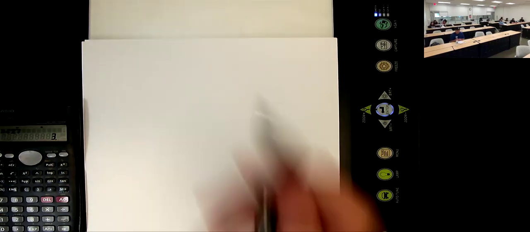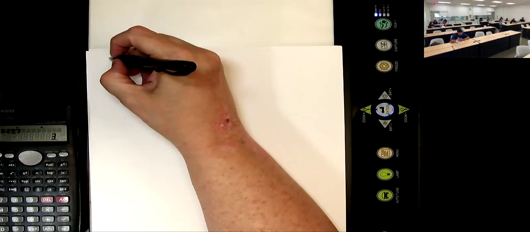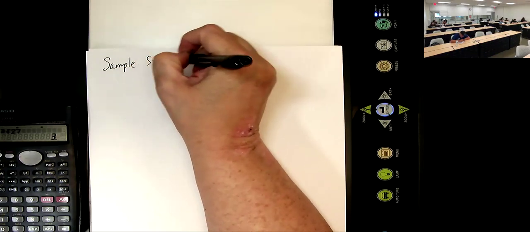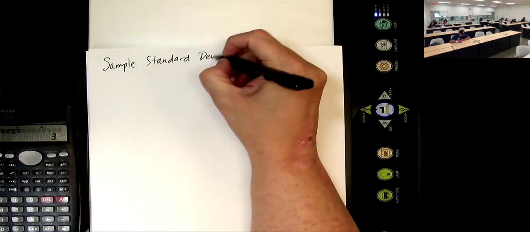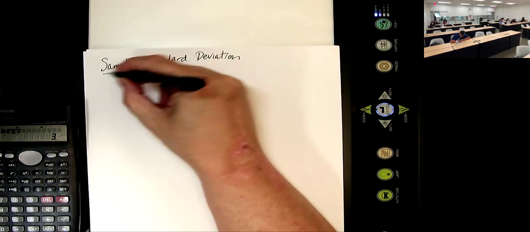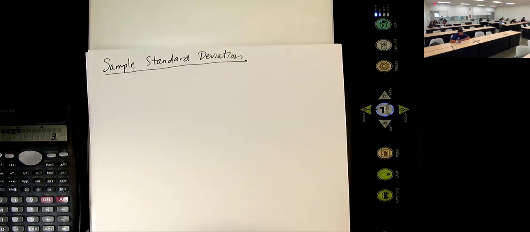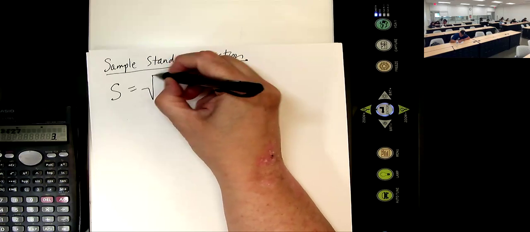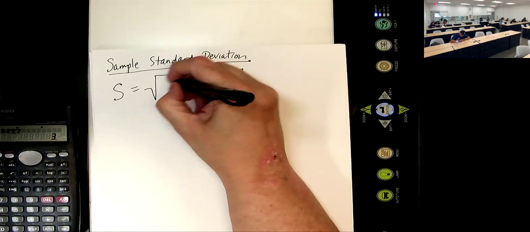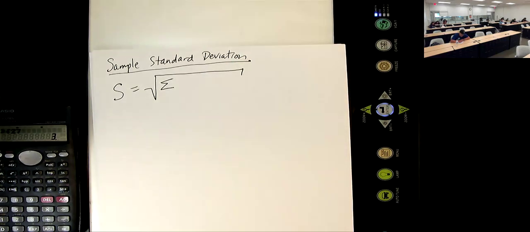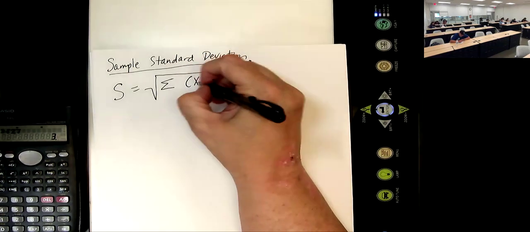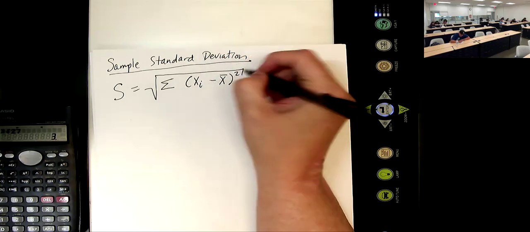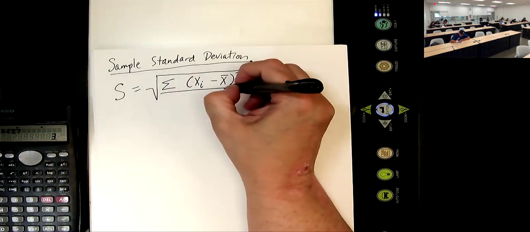Standard deviation, or in this case, sample standard deviation. It's a big formula, and you're not going to like it. S equals. It's going to have a zigzag E, a crazy looking E. It's going to say something like x sub i. It's going to have an x with a bar over it. It's going to have a square. It's going to have n minus 1.